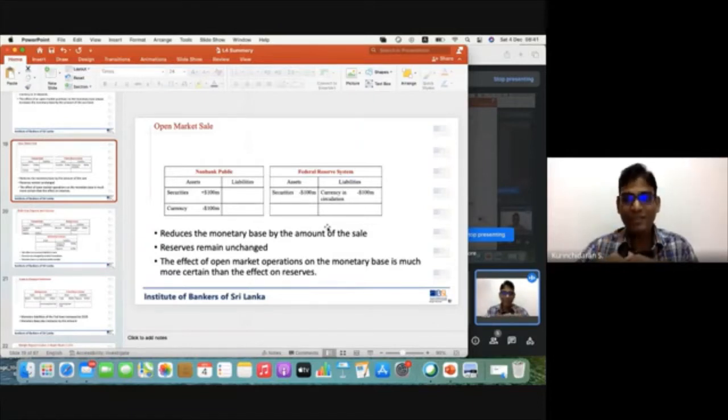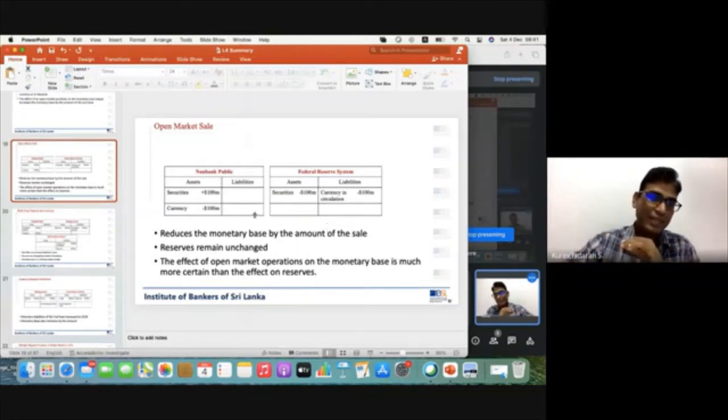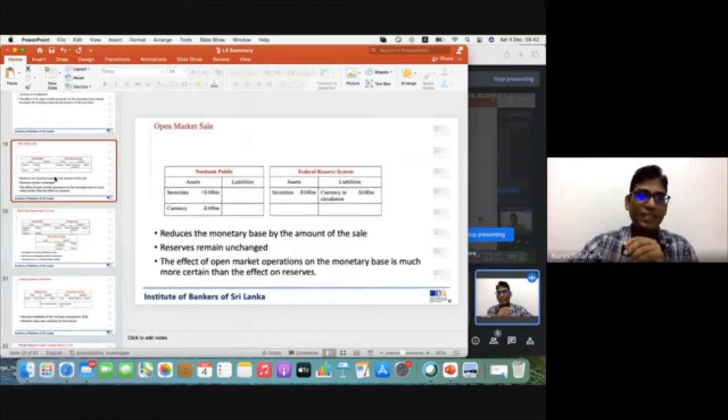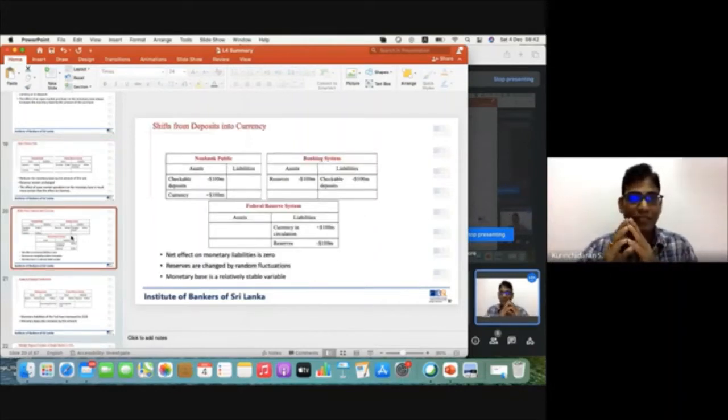So inflow means you are reducing your liabilities. Okay. So now, if you take a shift from deposit into currency. Earlier we just had the direct, straightforward one, currency, right? Now, shift from deposit into currency. Somebody is going to take, first, the banking system, because it's deposit into currency.